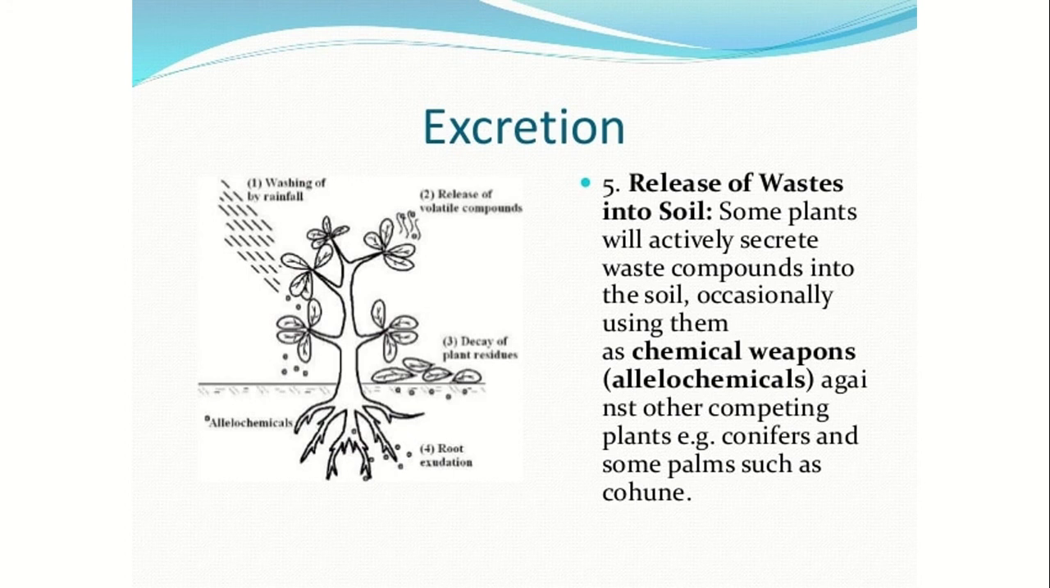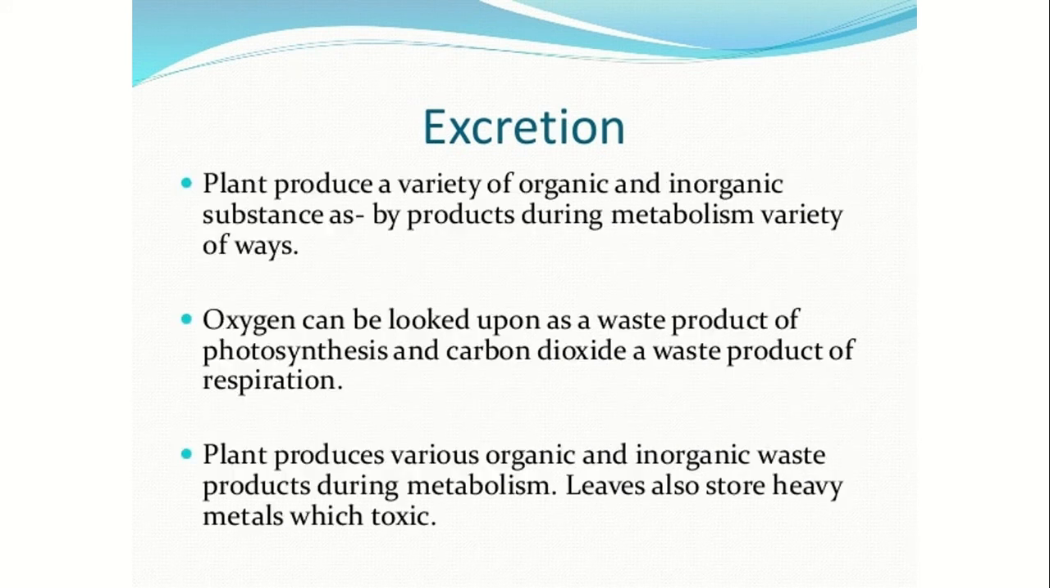Excretion by release of waste into soil. We know that from the soil, plants get all the nutrients through the roots. In the same way, the roots help in shedding out the waste products also. Some plants actively secrete waste compounds into the soil, occasionally using them as chemical weapons, called allelochemicals, against other competing plants, for example coniferous trees and some palms such as cohune.